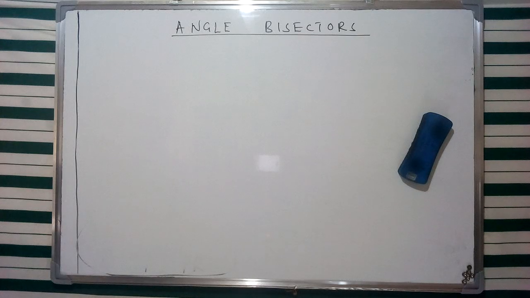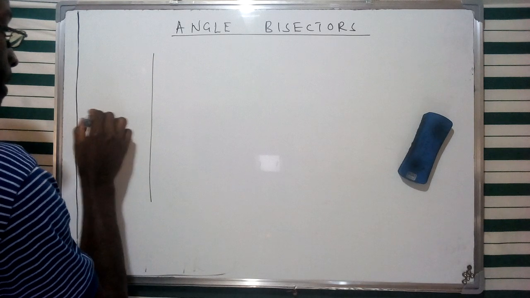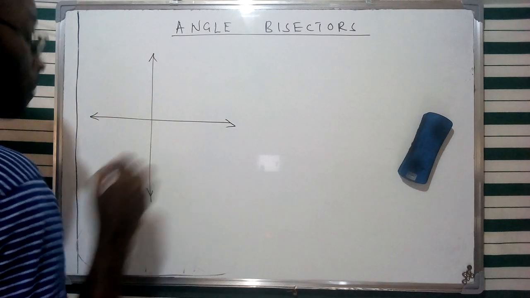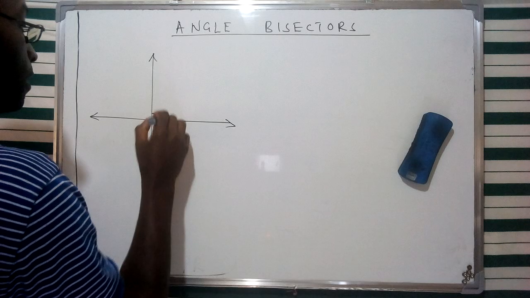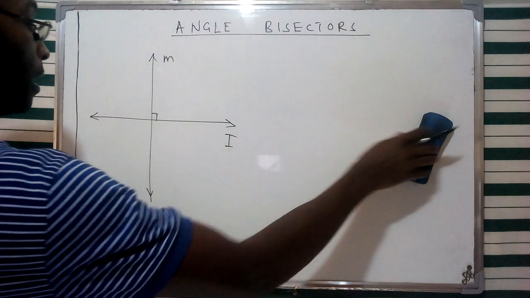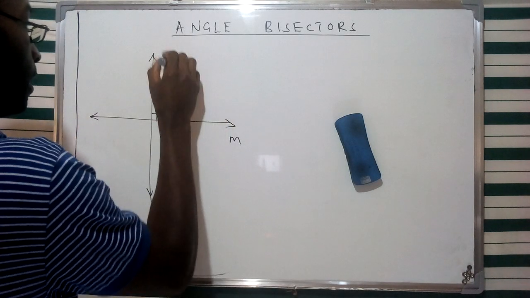In this specific discussion, we're going to look at the concept of geometry, and that is angle bisectors. Now, in our previous videos, we had looked at the concept of perpendicular bisectors, and I talked about two specific aspects for perpendicular bisectors and bisectors of triangles. In this specific case, I give two specific examples for lines I and M.